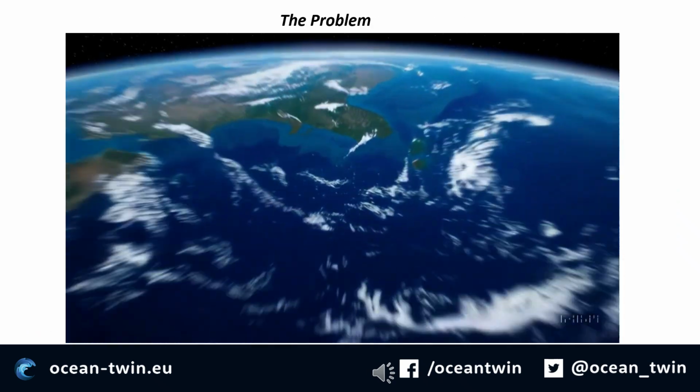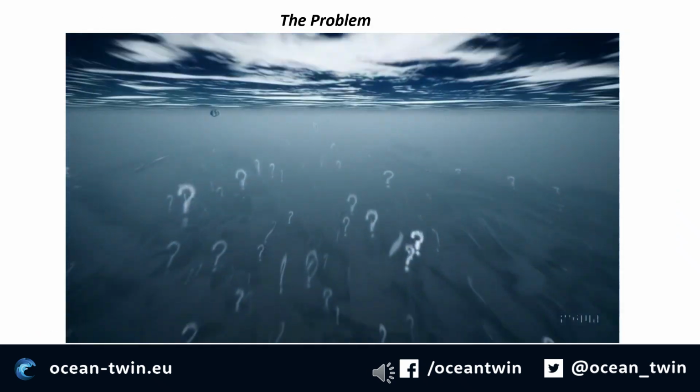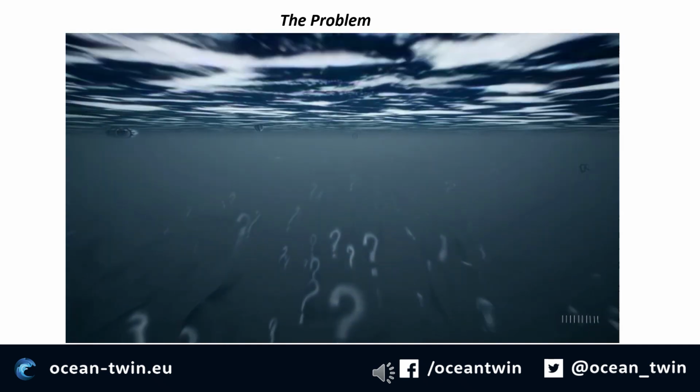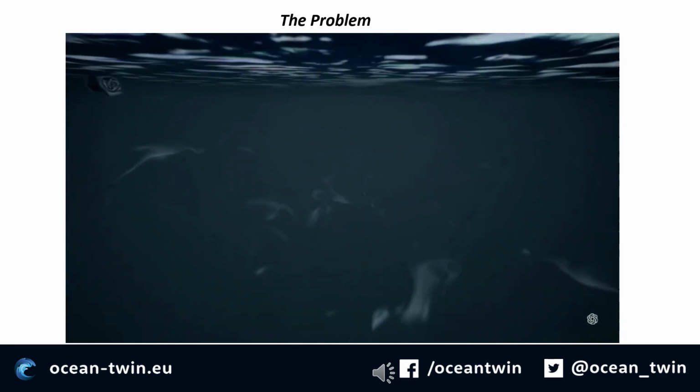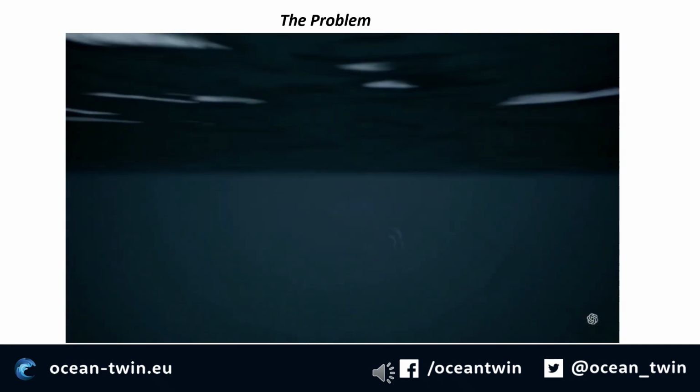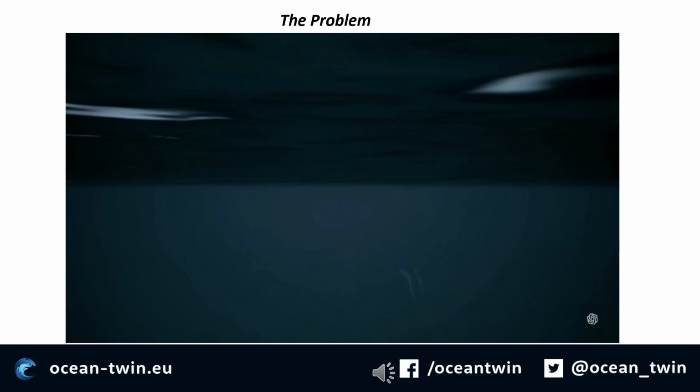Despite covering over 70% of our planet, the ocean remains largely unknown. Over 80% of marine biodiversity is unmapped. This leaves scientists and policymakers working in the dark, unable to see the seafloor clearly or predict where marine life thrives or declines.